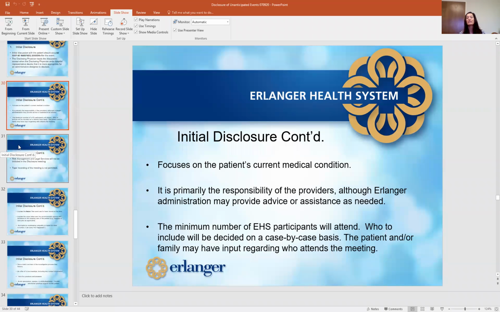And in that initial disclosure discussion, you're going to focus on what their current medical condition is and what needs to happen now, what needs to happen to mitigate the adverse event.